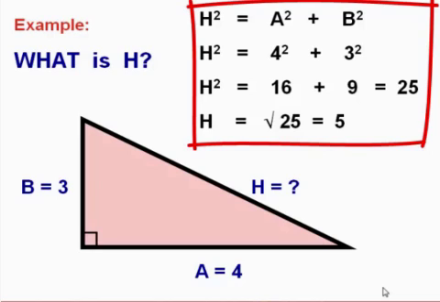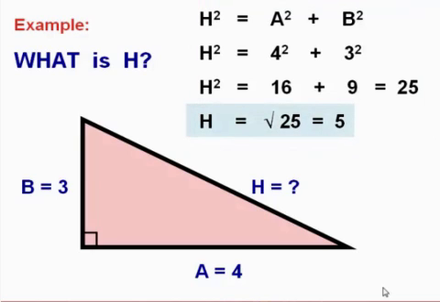Notice 4 squared is 4 times 4, not 4 times 2. So 4 times 4 is 16. 3 squared is 3 times 3, which is 9. So h squared equals 25. So if h squared is 25, then h is the square root of 25, which is 5. In other words, the length of the hypotenuse is 5.